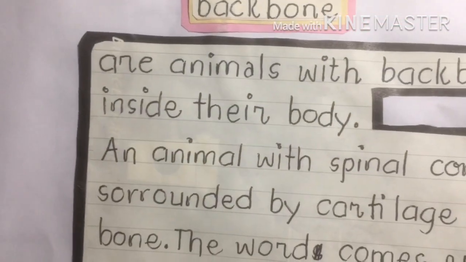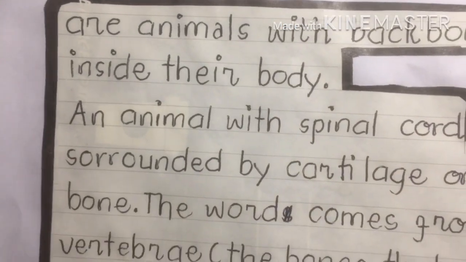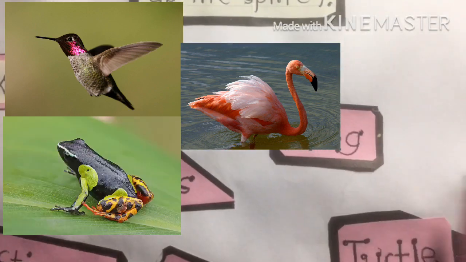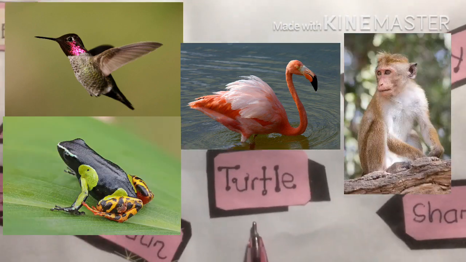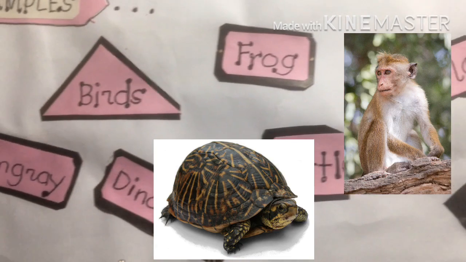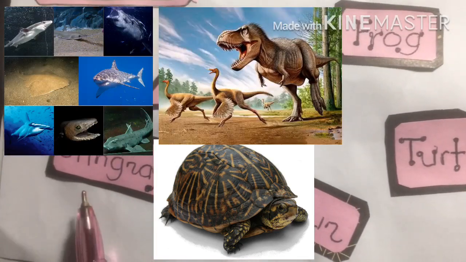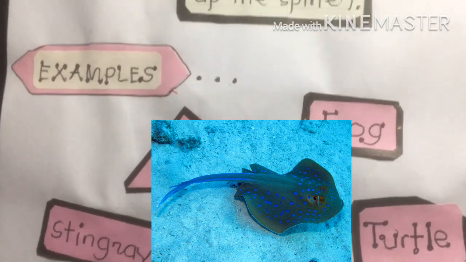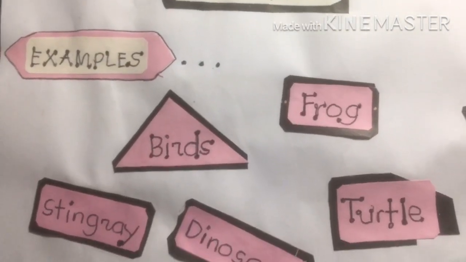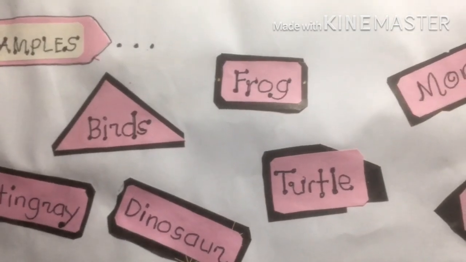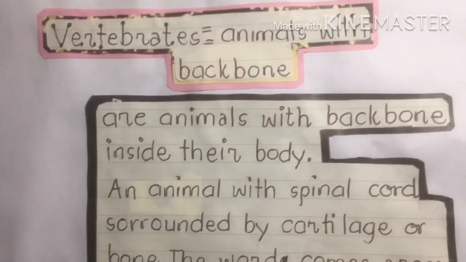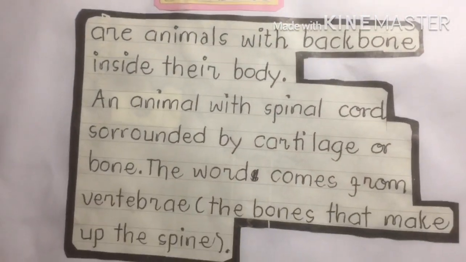And what are the examples of vertebrates, Ram? So for vertebrates, we have birds, frog, monkey, turtle, shark, dinosaur, and stingray. These are examples of vertebrates, or animals that have a backbone, with the presence of a spinal cord that is surrounded by cartilage or surrounded by bones.